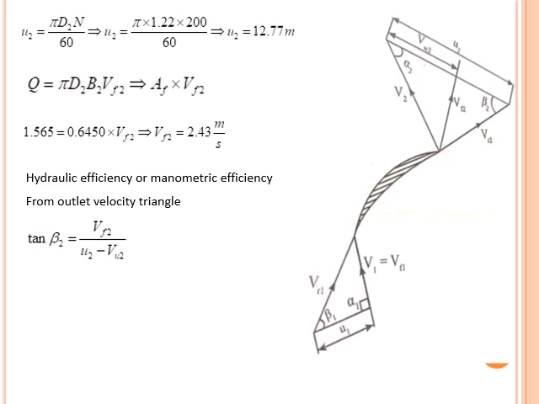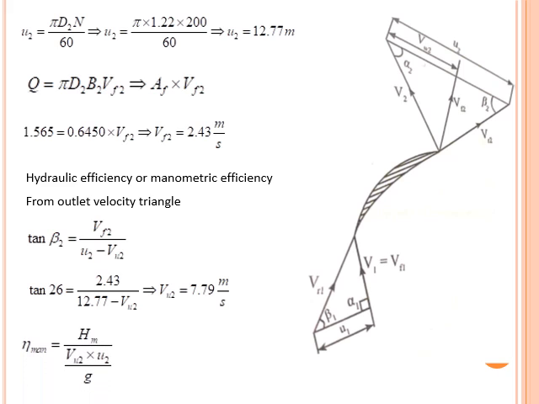tan beta 2 is equal to Vf2 by U2 minus Vu2. So here beta 2 angle is 26 degree. So that is equal to the velocity of flow 2.43 by U2 value 12.77 minus Vu2. Vu2 is unknown, and Vu2 is calculated and that value is 7.79 meter per second.